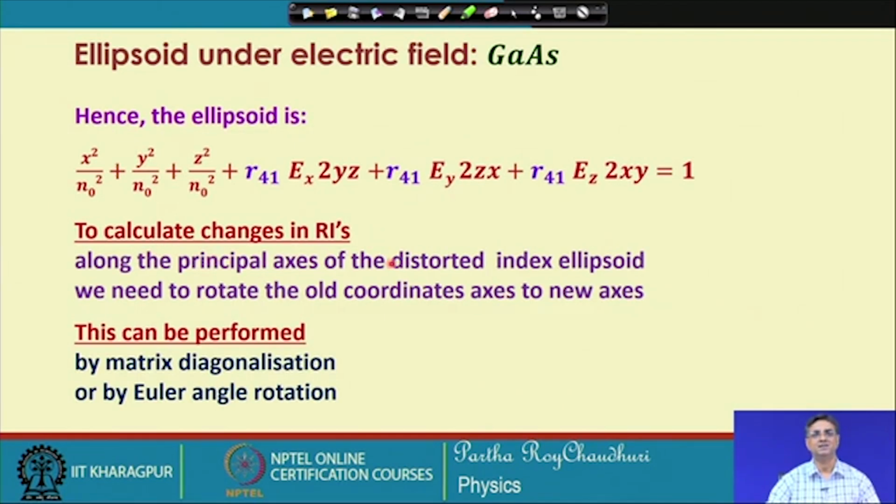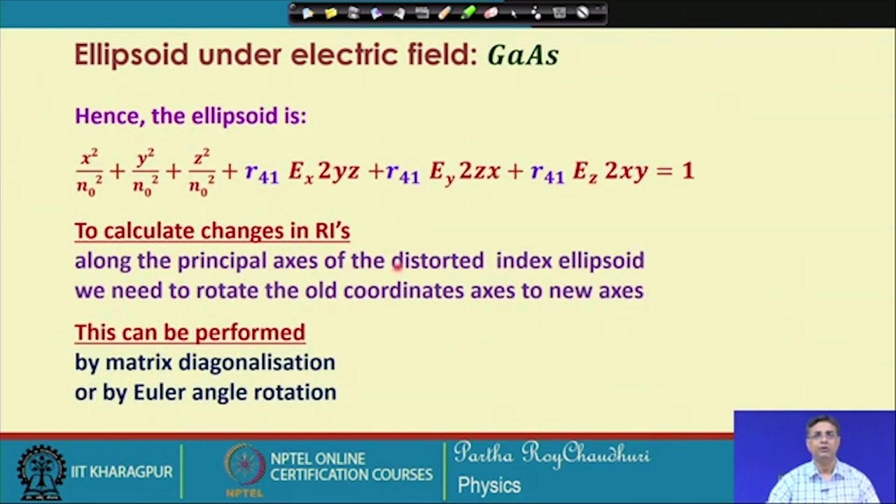Along the principal axis of the distorted index ellipsoid, we need to rotate the old coordinate axis to the new axis, and this can be performed by matrix diagonalization or Euler angle rotation, as we have mentioned earlier with the examples. That is, you can use a matrix diagonalization or you can use an Euler angle rotation to coincide the new coordinate system with the principal axis system of the crystal under the influence of the external electric field.